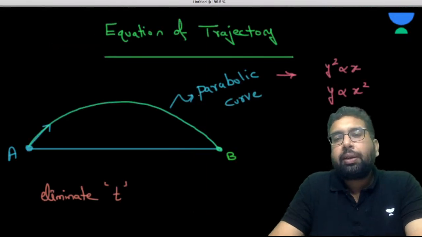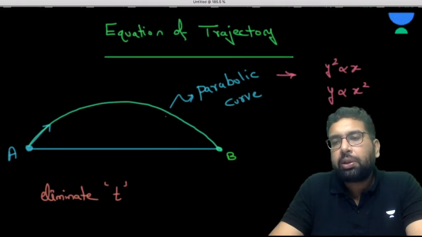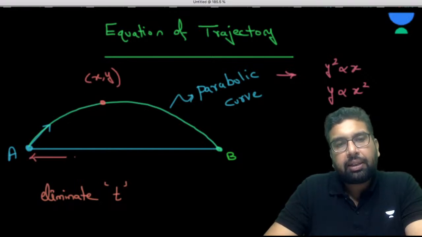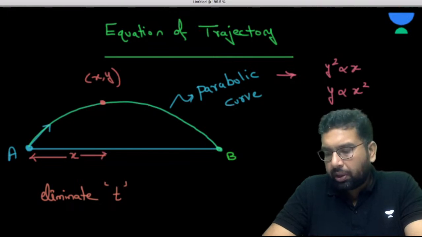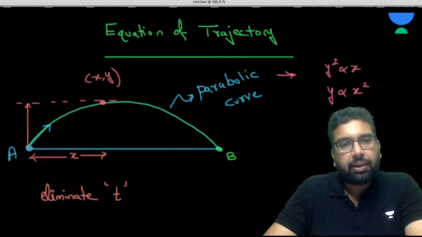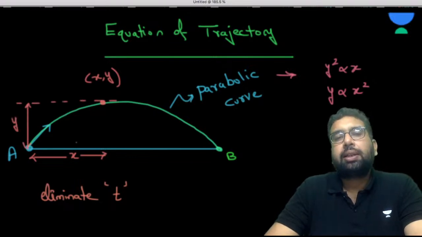So let's move. Again we have to go the same way, in the x direction. What is the motion in the x direction? Let's take a point. Let's suppose this is your point, and the coordinates of it are x and y. This x is this distance, and y is obviously this distance. This is x and this is y.